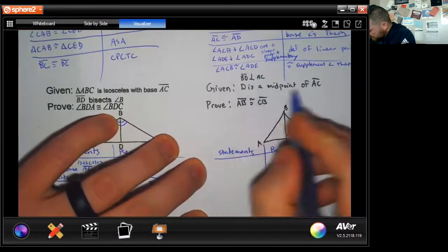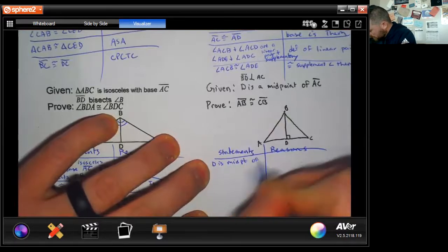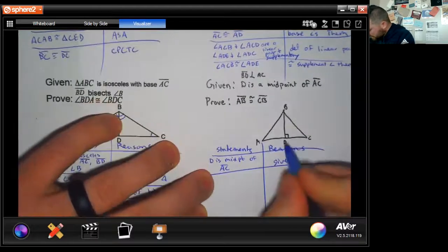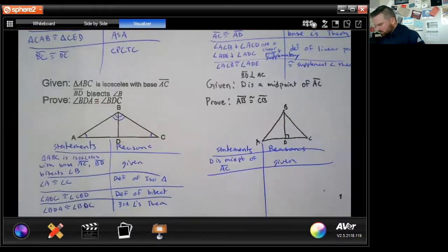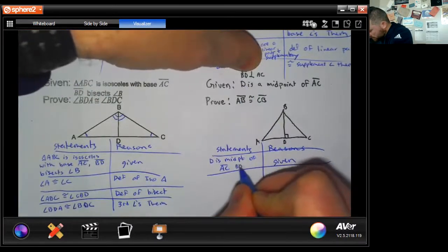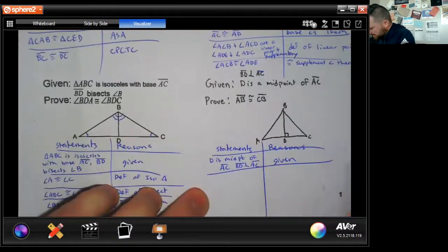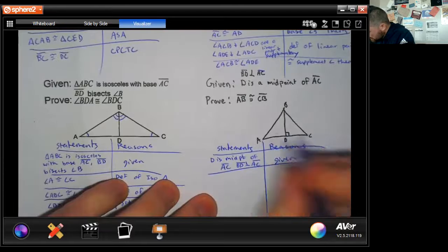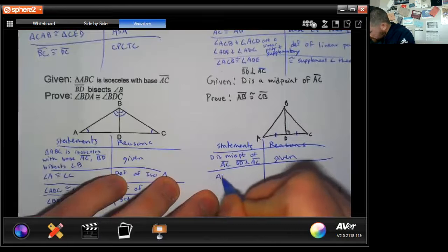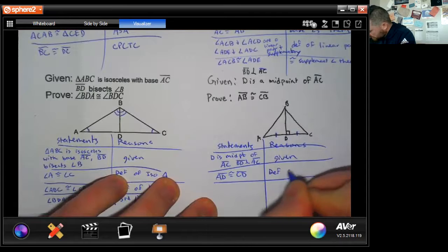Okay, D is a midpoint of AC. So D is midpoint of AC. That is given. Okay, since D is the midpoint of AC, right here. I forgot that part. And BD is perpendicular to AC. Okay, all that's given. Since D is the midpoint of AC, this and this are the same. Okay, so AD is congruent to CD. That is definition of midpoint.